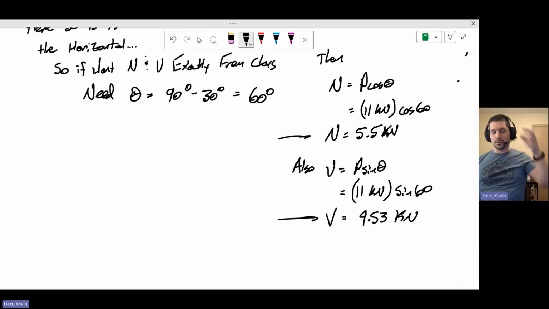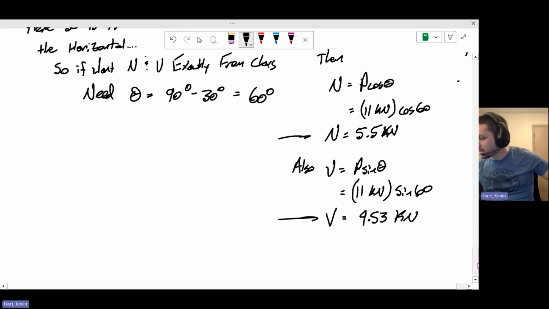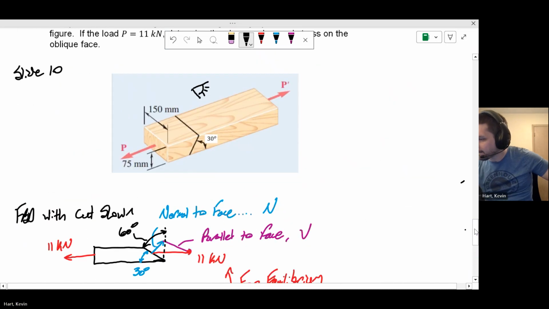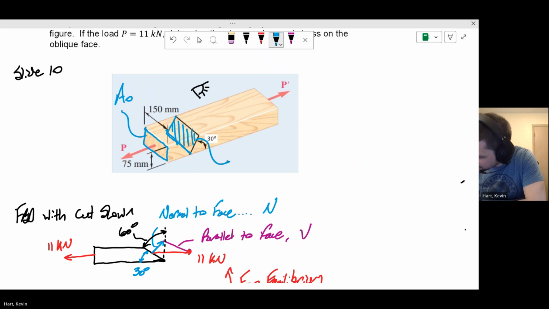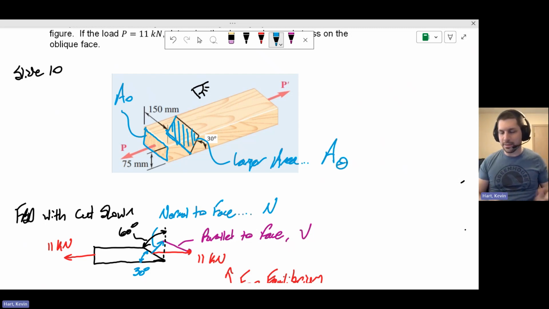Right. We're almost ready to do our stress calculations, but we also have to consider the modified area that we created. So when you do this cut, if you look at this rectangular cross-section here, I'm going to call this the original cross-sectional area A naught. It's 75 millimeters by 150 millimeters. And when we make this oblique cut, this guy is going to be at an angle here, right? This area is larger. And I'm going to call this A theta, the oblique area that we created.